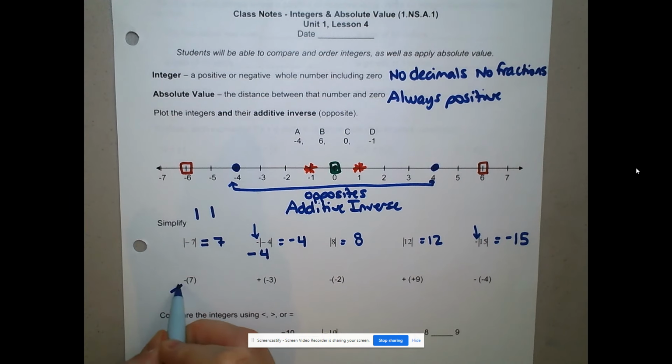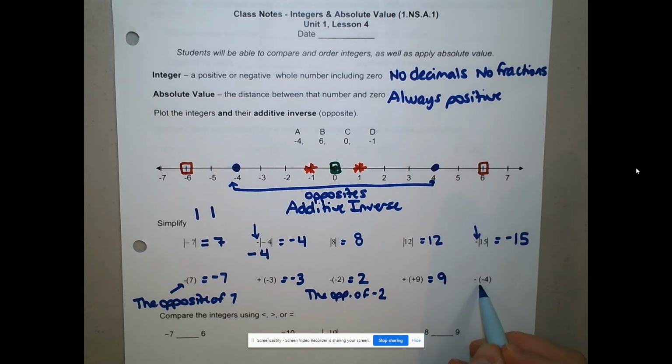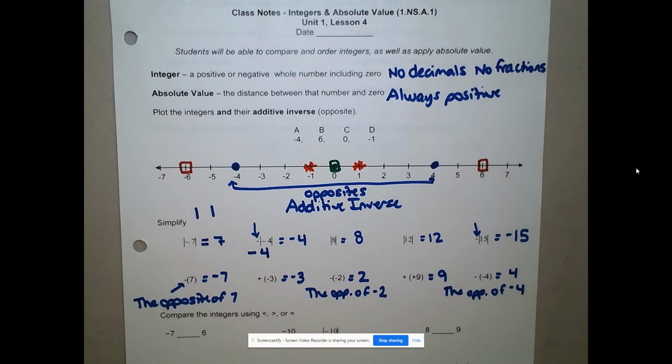Another way to read this would be the opposite of 7 is -7. This one is a -3. Well, if we want the positive version, positives don't change anything. So this one is still worth -3. This is a -2, or the opposite of -2. Well, the negative would become positive. This one, positives don't change anything. So the positive version of +9 is still 9. And -4, or the opposite of -4, is +4. The two negatives cancel each other out.